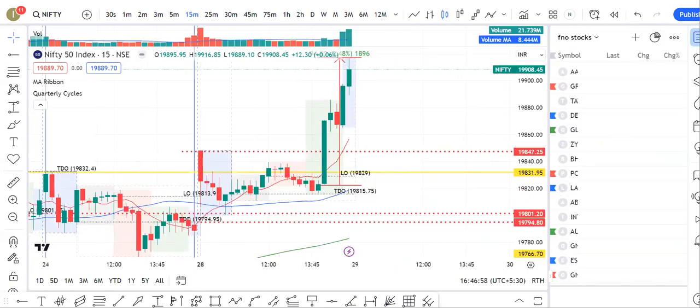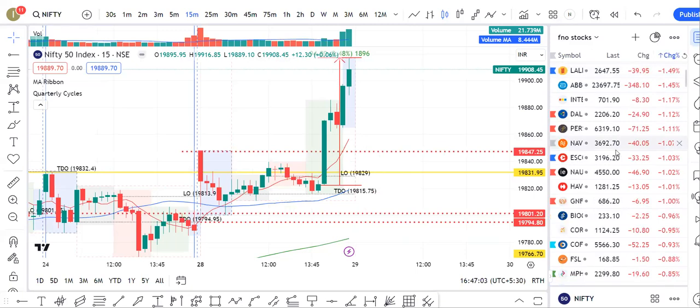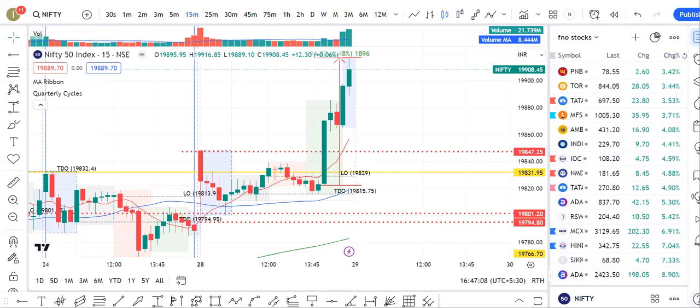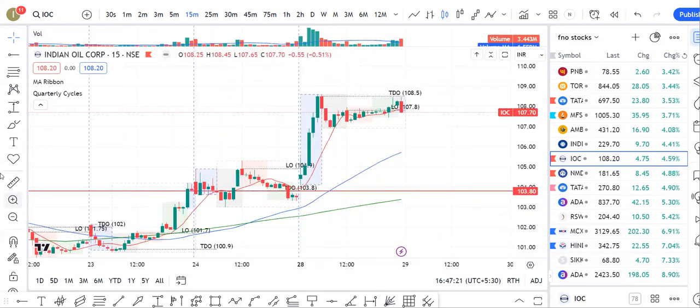Let me go to any, to take the example of any uptrend, this one, let us go for not this much. Let us go for an IOC trade. See, IOC, you mark the previous day. This is the boundary. Previous day boundary, this was the boundary.